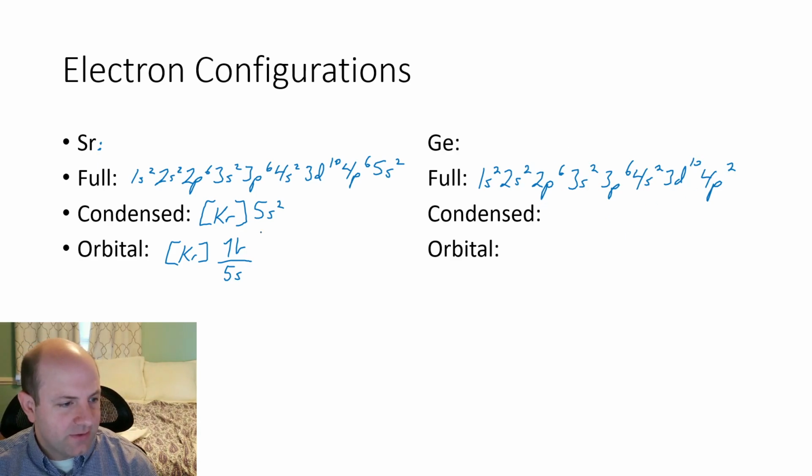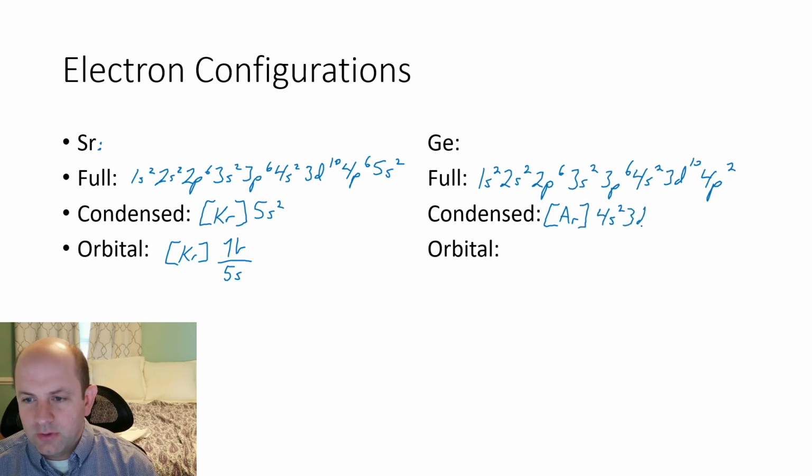For the condensed, this time it's not krypton. We haven't made it that far. Argon is the noble gas that comes before it. So we put argon in brackets, and then that gets us through the 3p6 here. So we say, what comes after that? Well, 4th row, so 4s2, 3d10, and then again 4p2.